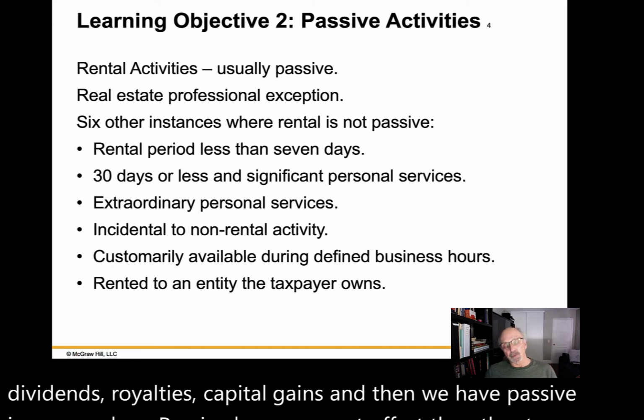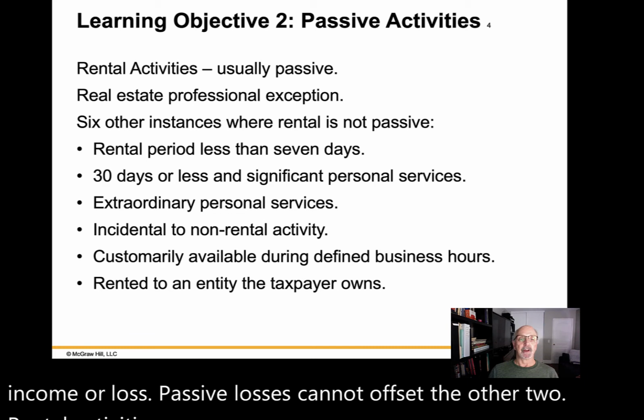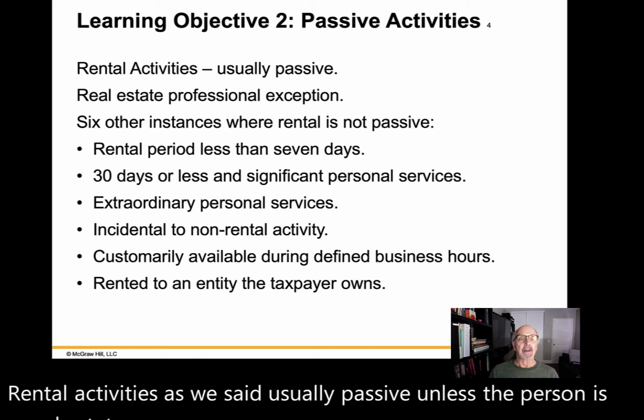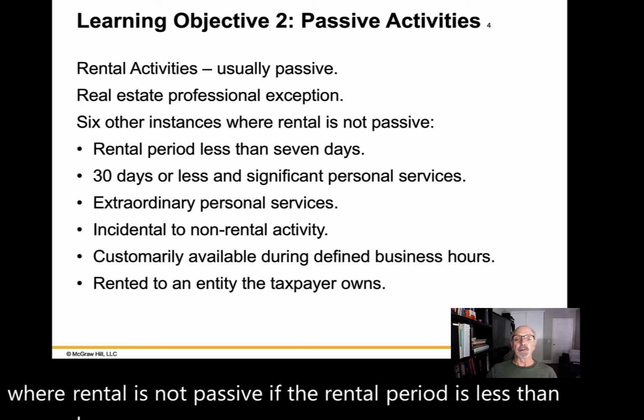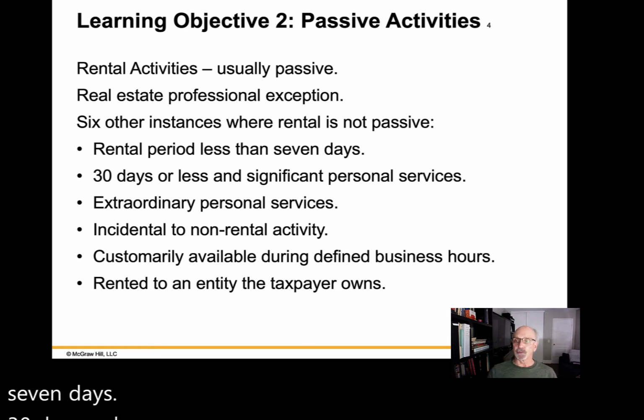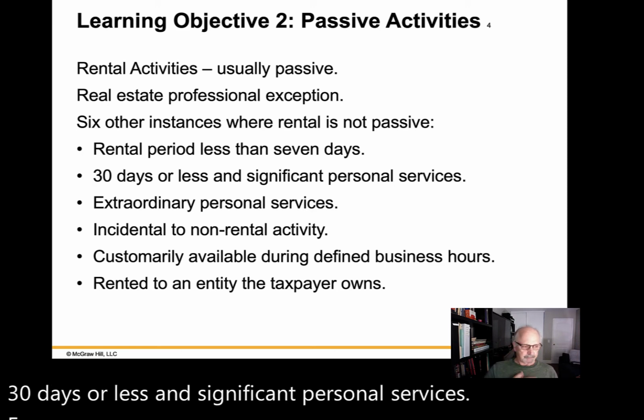Rental activities, as we said, are usually passive, unless the person is a real estate professional. There are 6 other instances where rental is not passive. If the rental period is less than 7 days, or 30 days or less, with significant personal services, or extraordinary personal services.